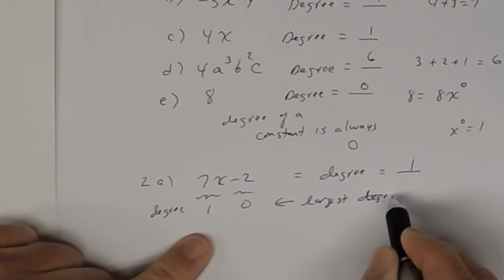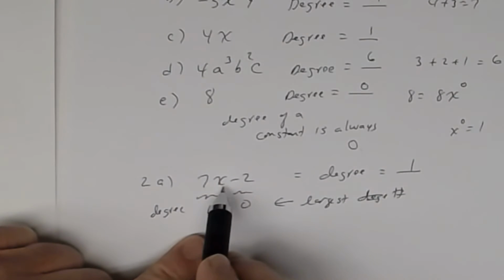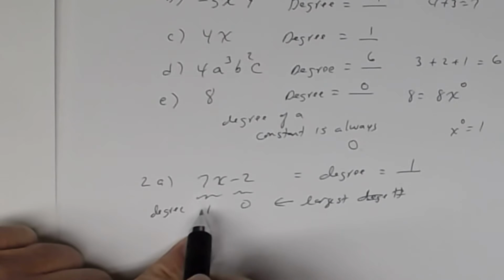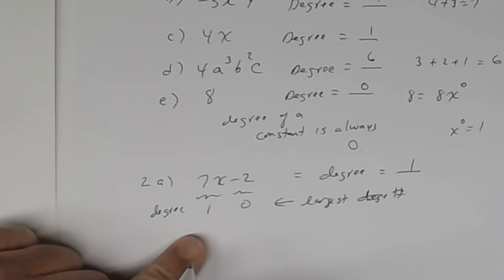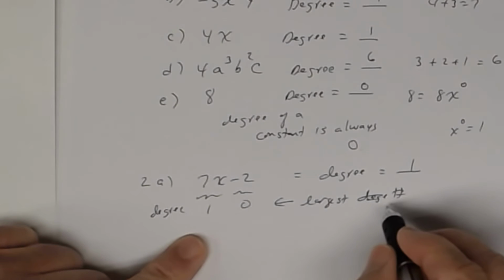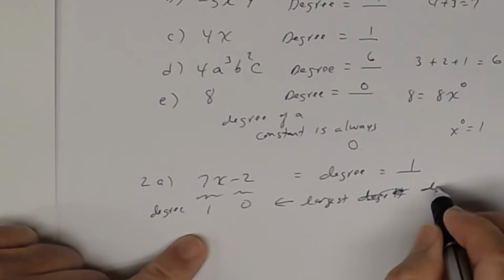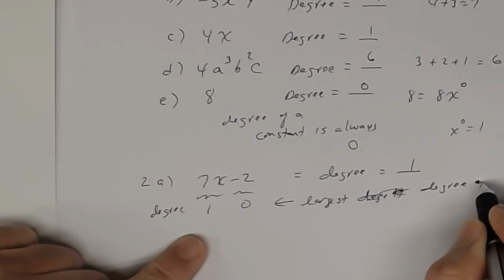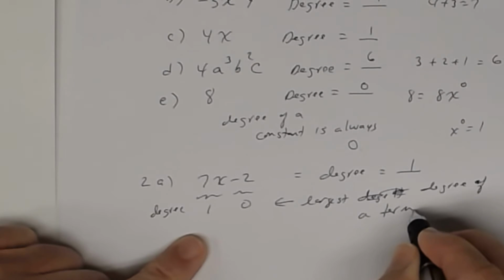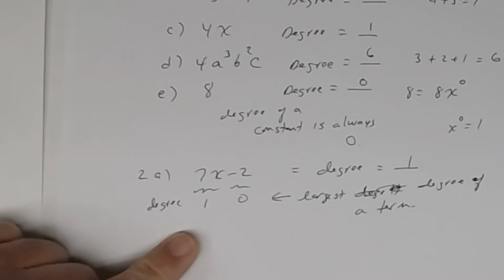Or the largest number, I should say. Let's put the number, because the degree of the polynomial, there's only one, and that's going to be the largest number that you see here. So the largest degree of a term. Okay, put it that way. Largest degree of a term.